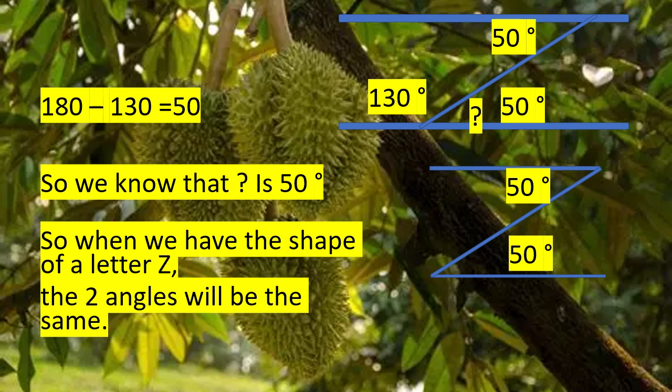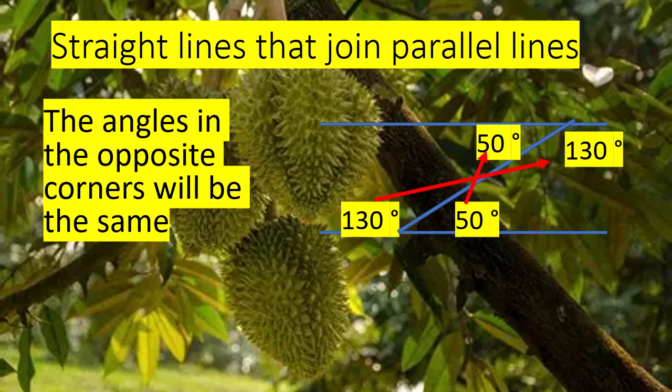So when we have this shape of a letter Z, the two angles, one above the other, will both be the same. And that is true even if the Z is the wrong way around, with the joining line going from top left to bottom right instead of top right to bottom left. So the angles in the opposite corners will be the same. I think you can see that on the diagram with the red lines, the 250s and the 230s.